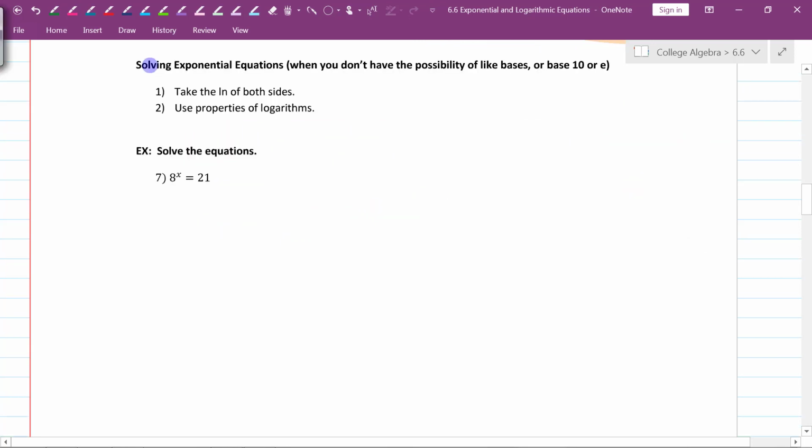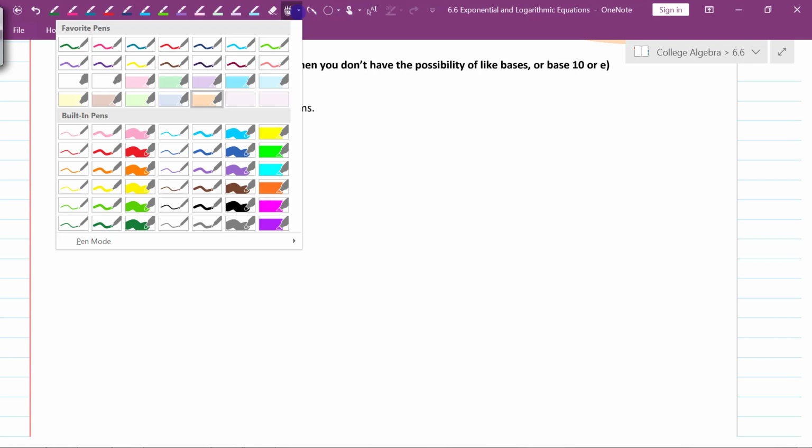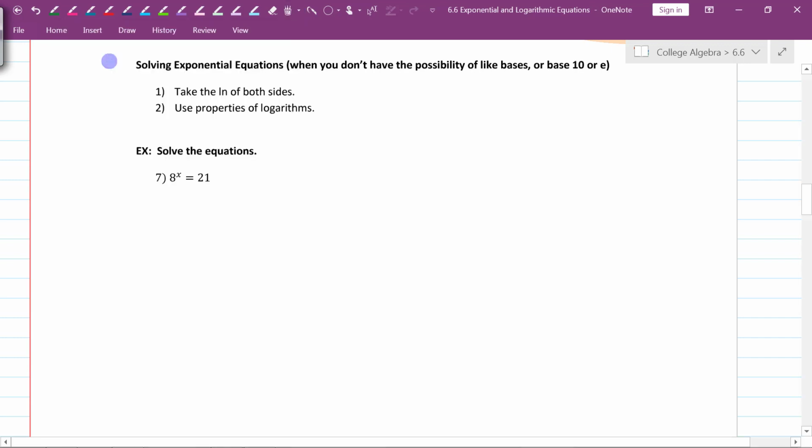When we're given exponential equations that don't have the same base, then you need to solve using this technique. First, you're going to take the natural log of both sides, and then you're going to use the properties of logarithms to solve from there. So it just depends on which property you're going to apply based on the problem at hand.